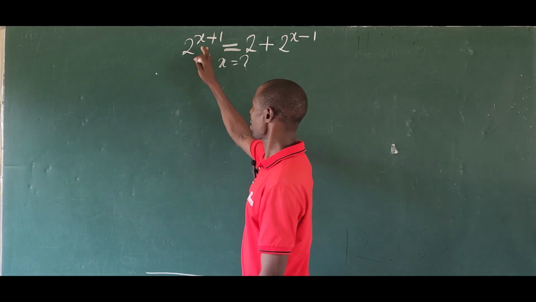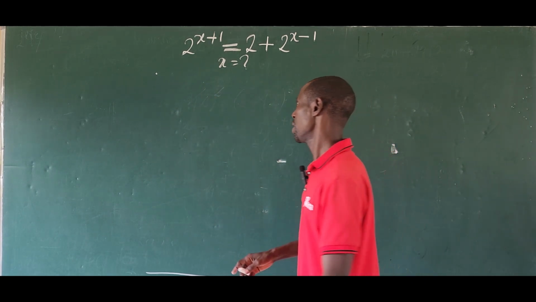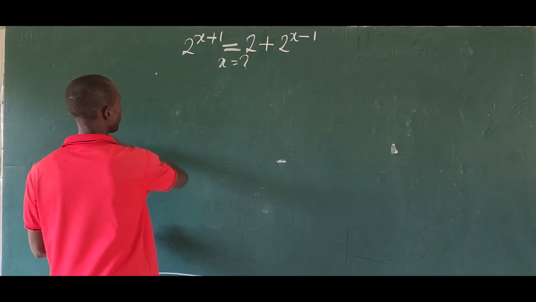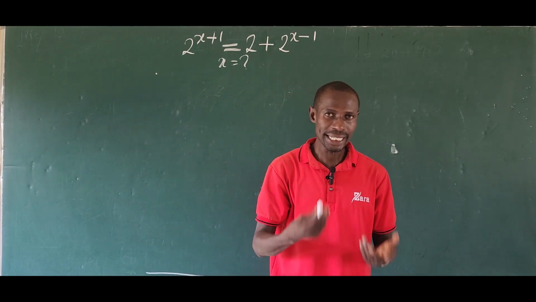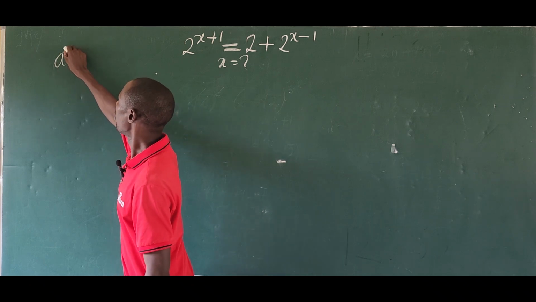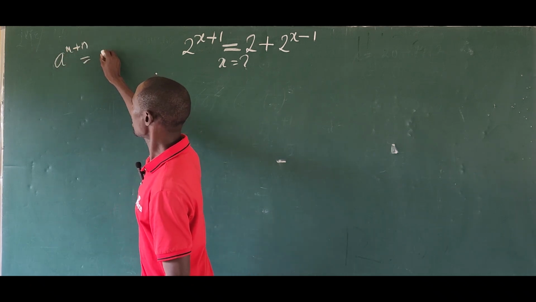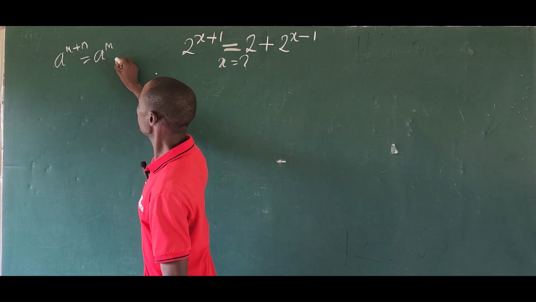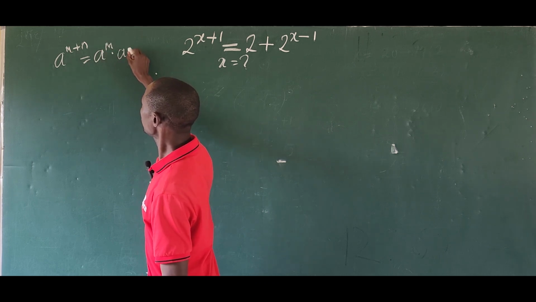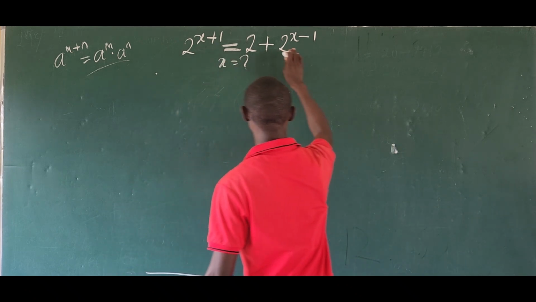We first of all rewrite this expression here and also rewrite this expression here. So doing that, we are going to apply the law of indices, which says that a to the power of m plus n is the same thing as a to the power of m times a to the power of n. Okay, so we can rewrite this and rewrite this.